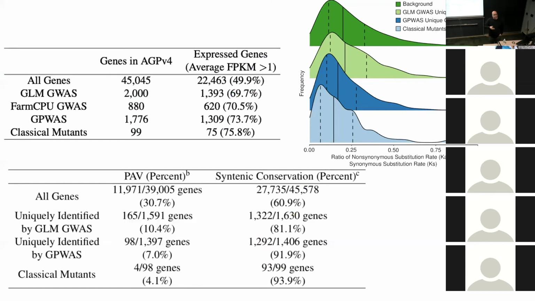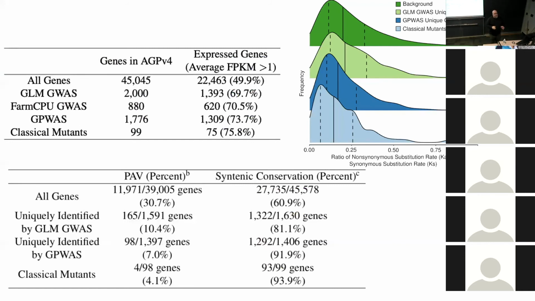There are a couple of other markers. I told you about synthetic conservation, which is almost all of the classical mutants are these synthetically conserved genes. In this particular set, about 94 of them. We also see a substantial enrichment both for genes identified by conventional GWAS and by GPWAS relative to the background set.